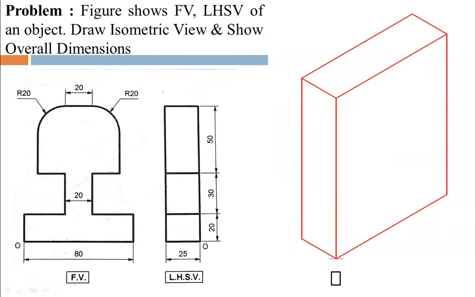Now the figure shows the front view and LHS view of an object. So draw the isometric view and show overall dimensions. Considering these two views and the origin for the respective views given to you, the front view is on the right side of the origin, and the LHSV should be on the left side of the origin.